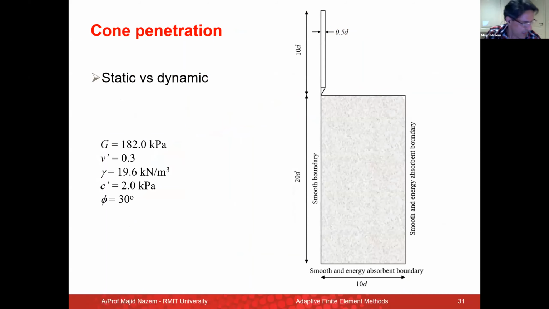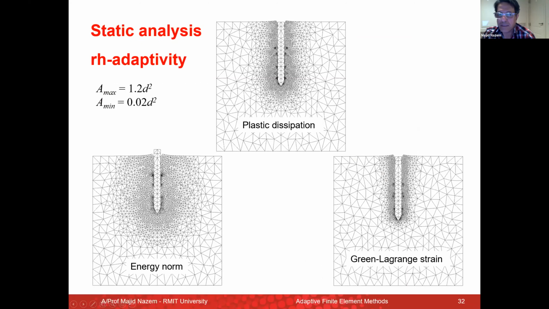Okay, another example here is a cone penetration. Again, a static as well as dynamic analysis. The soil is cohesive and frictional. So these are the results of the static analysis using RH adaptivity. In each analysis, the maximum value of an element area in the initial mesh is set to 1.2 d squared, d being the diameter of this penetrometer. This represents a relatively coarse mesh at the beginning.